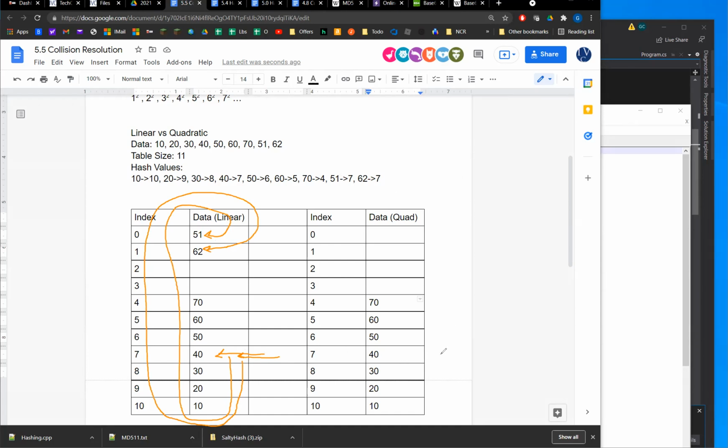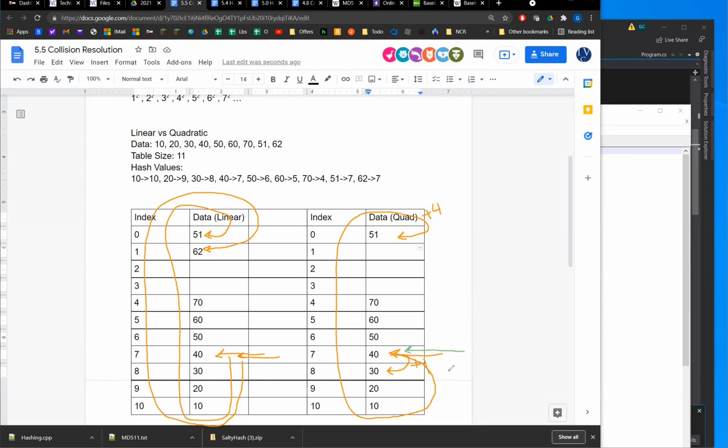So now with quadratic, when 51 comes in, we have the collision again at the same point, and it tries 1 away and finds a collision. So that didn't work out. So what we're going to do is try 4 away. So 4 away, 1, 2, 3, and then 4. Right, so it skips along before dropping it in where the other probe actually dropped it. And then we come along and try to drop in 62.